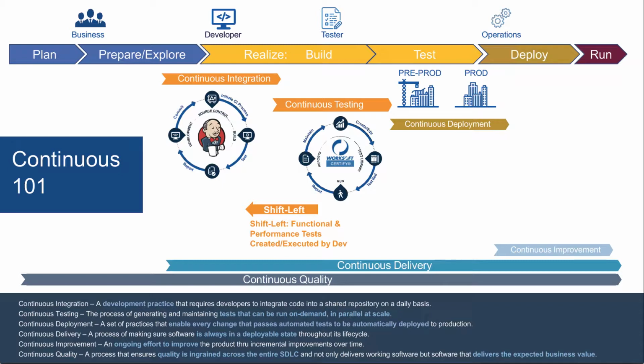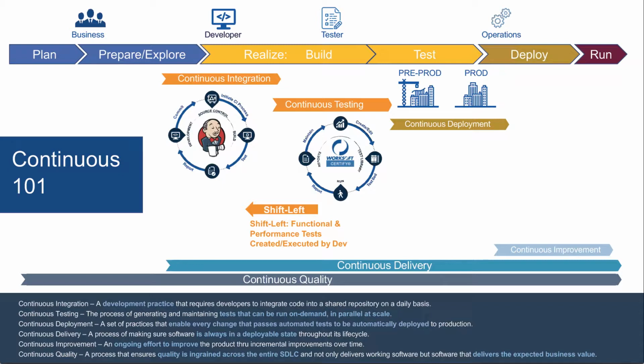And you've got continuous deployment, which is how you move your code and your deployed configurations from pre-prod to production environments. Continuous improvement is your feedback from once you've deployed and running in production. Continuous delivery is you want to be always in a deployable state. And the idea is that every little change you make gets actually deployed all the way to production. And then continuous quality is that process where we ensure that we are integrating testing across and quality across our entire SDLC, because we really want to make sure we deliver the expected business value.